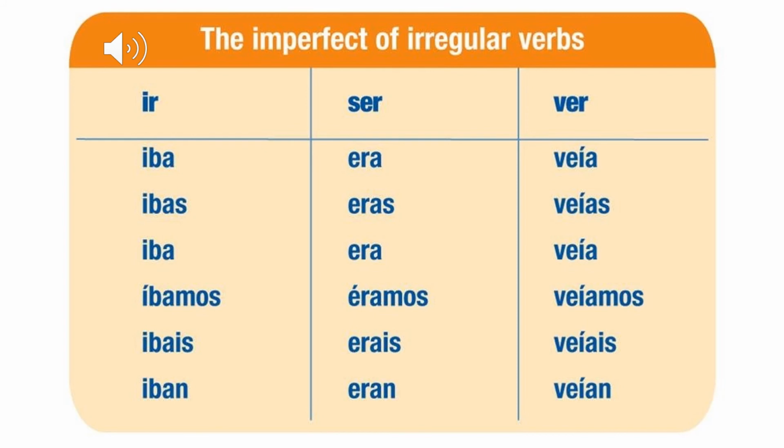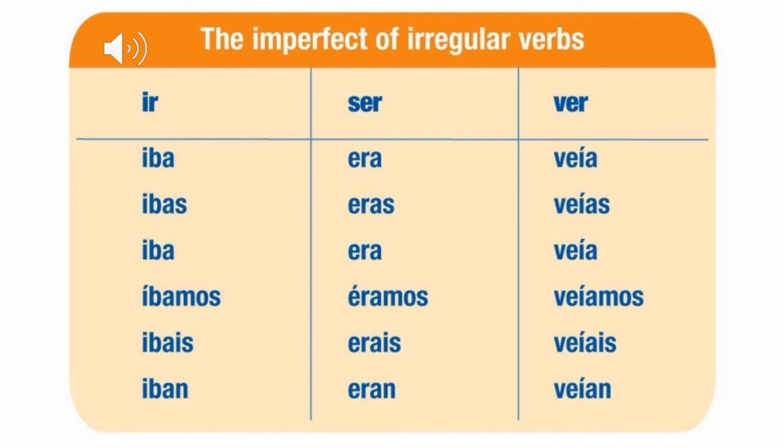So you have ir: iba, ibas, iba, íbamos, ibais, iban. You have ser: era, eras, era, éramos, erais, eran. Ver: veía, veías, veía, veíamos, veíais, and veían. Tener: tenía, tenías, tenía, teníamos, tenían. And for words like hacer, you have hacía, hacías, hacía, hacíamos, hacían.